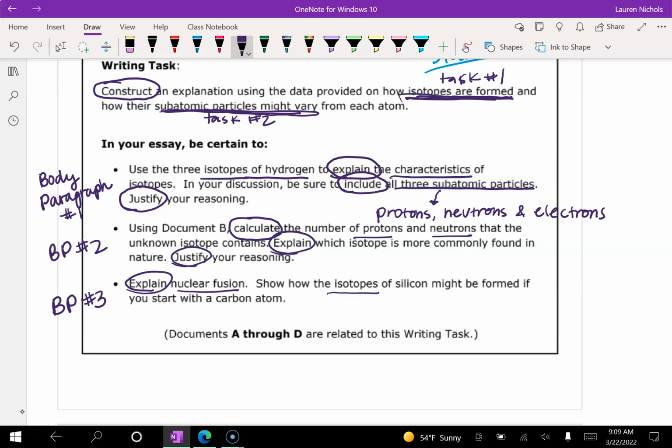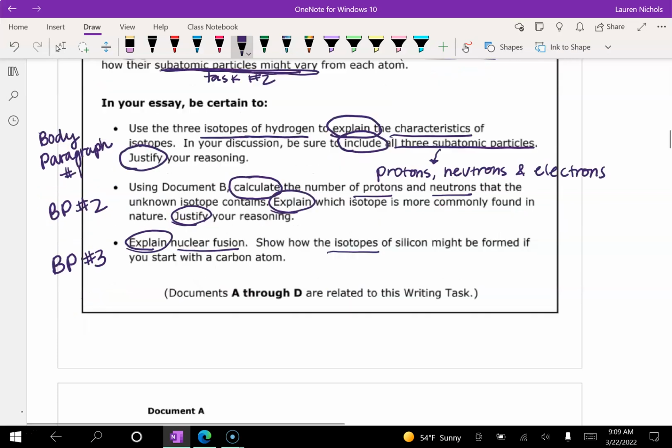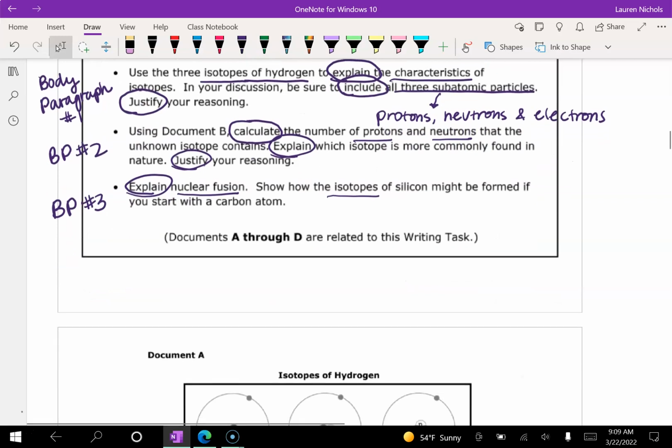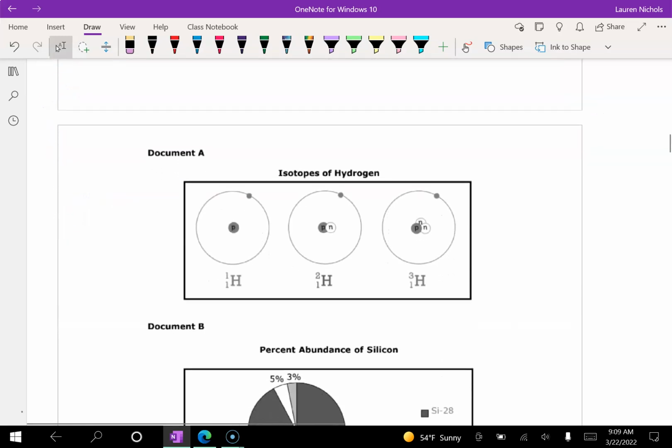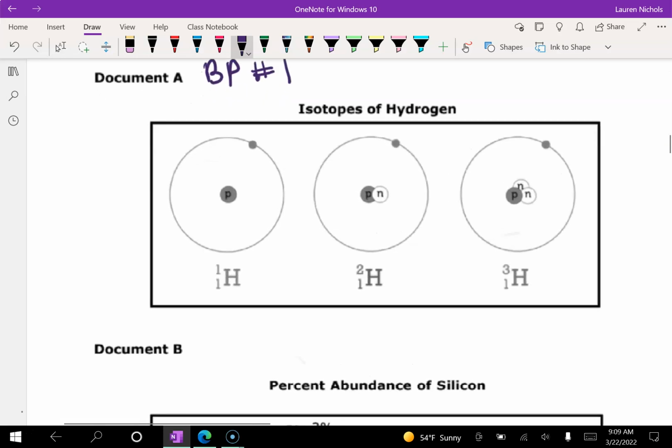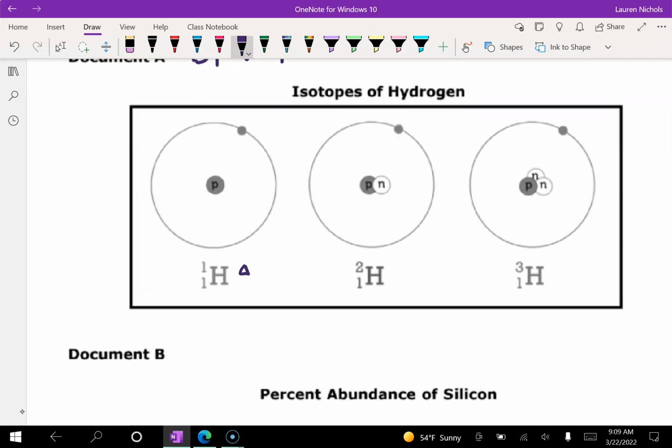So let's look at our documents. In bullet point 1, we're looking at the 3 isotopes of hydrogen, which are given to us in document A. That means we would cite this in body paragraph number 1. This notation is called symbolic notation, because it includes the symbol. The number in the top left corner is the mass number, and this is our atomic number, which is the same as the number of protons.